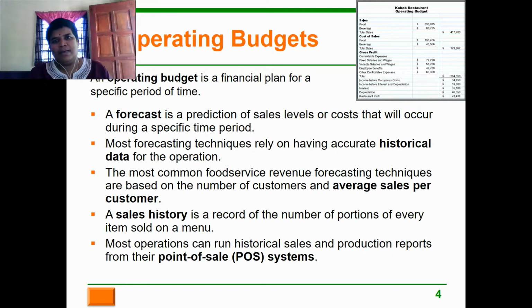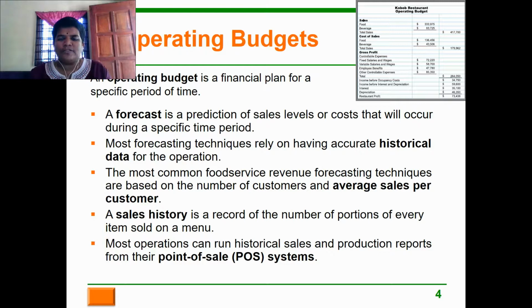All the costs which we discussed in the previous slide, based on the costing, we have to come up with the budget. So here we look into the operating budget. What is an operating budget? An operating budget is a financial plan for a specific period of time. A forecast is a prediction of sales level or cost that will occur during a specific time. Normally people do forecasts based on the previous sales record. Most forecasting techniques rely on having accurate historical data for the operation. That's why we have to look into the previous sales record and historical data.